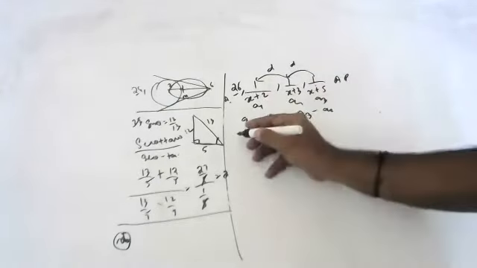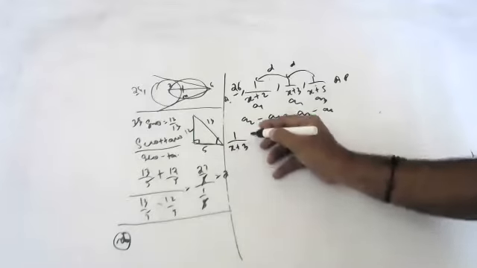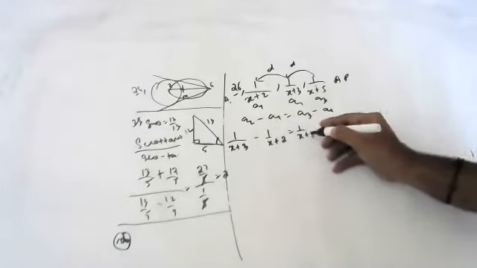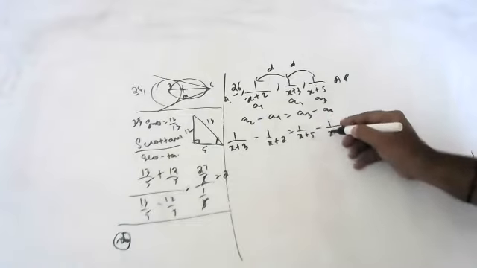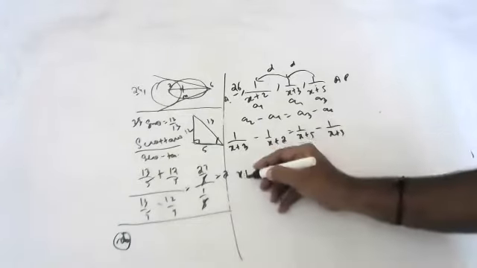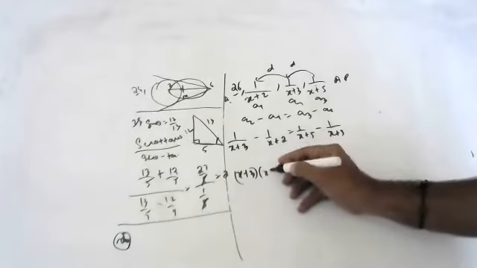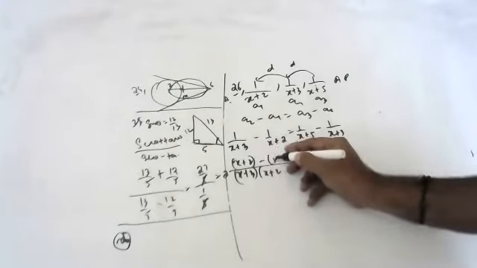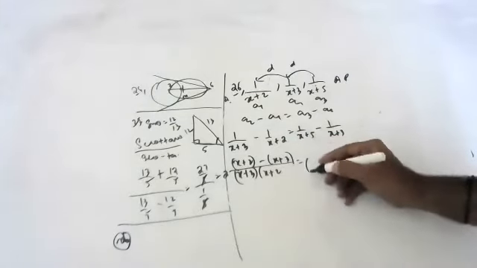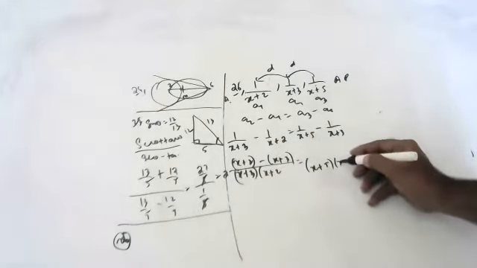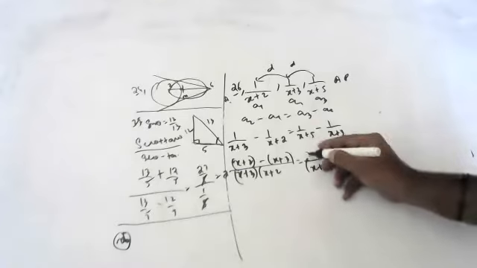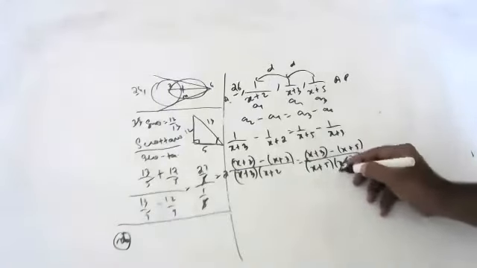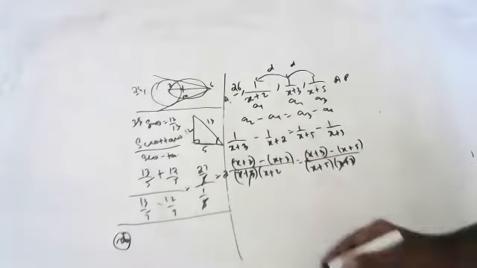So, 1 by x plus 3 minus 1 by x plus 2 is equal to 1 by x plus 5 minus 1 by x plus 3. Children, LCM is x plus 3 into x plus 2: x plus 2 minus x plus 3. Very good. Next, LCM x plus 5 into x plus 3: x plus 3 minus x plus 5. Open the brackets, children.